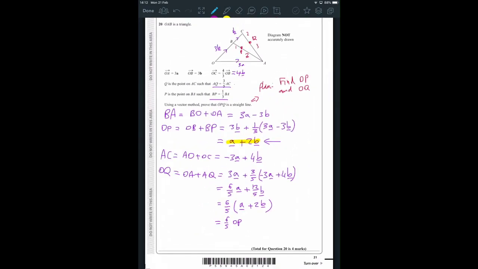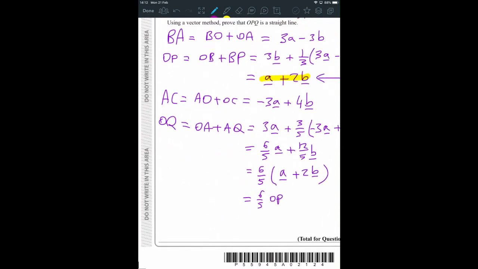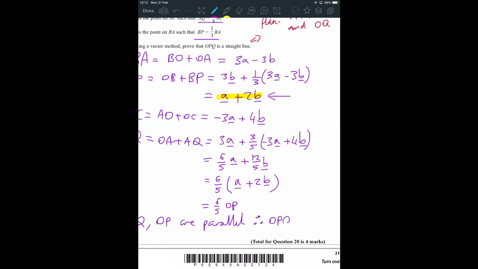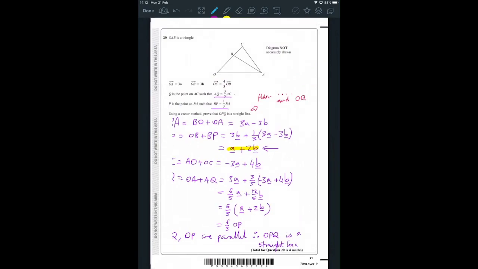So what have we shown? We've shown that OQ is 6/5 of OP, which means OQ and OP are parallel. And the only way for those to be parallel and to share O means that OPQ is a straight line. Very challenging vector proof there, but quite a standard technique to show things lie on a straight line.